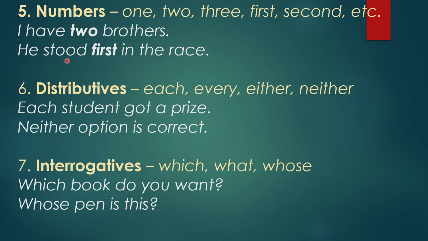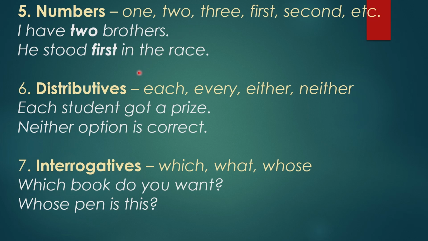Next is he stood first in the race. So the word first is defining the position, first position in the race. So the words first, second, third, they indicate the position or order, right? So this is how these number determiners are used to define the nouns.